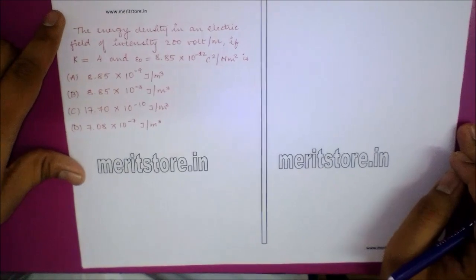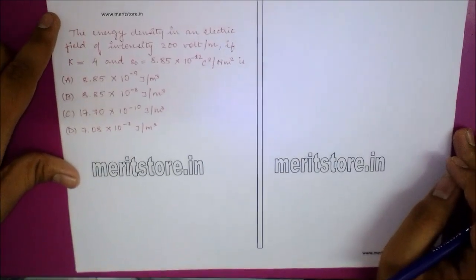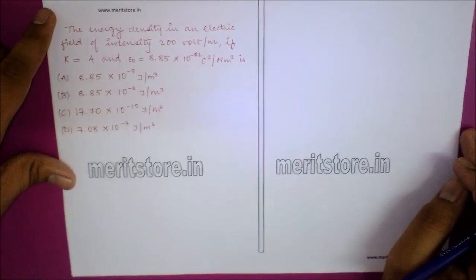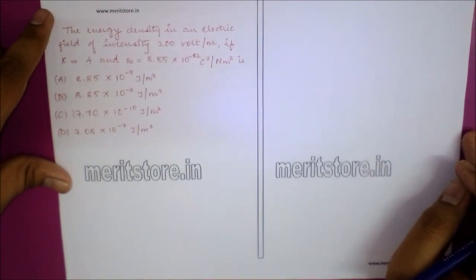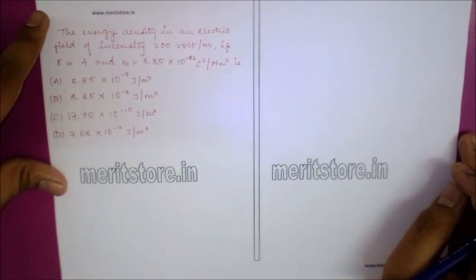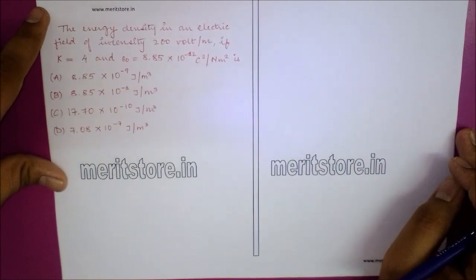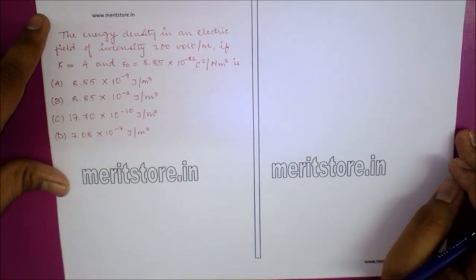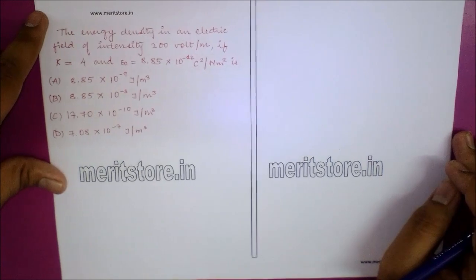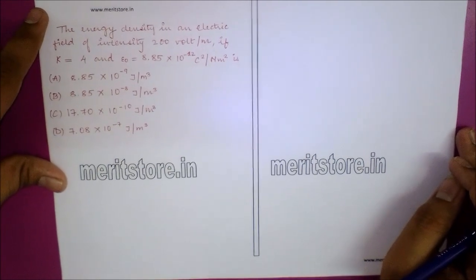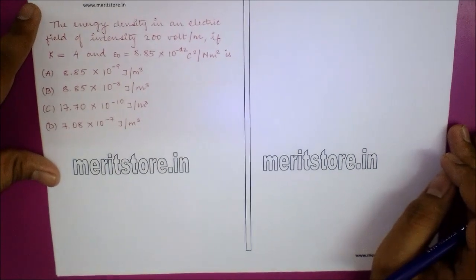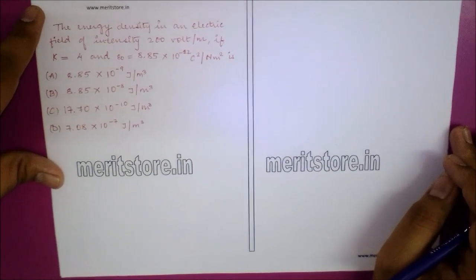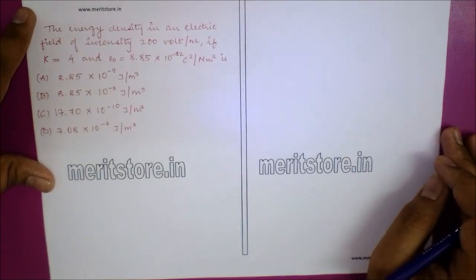The energy density in an electric field of intensity 200 volt per meter, if K is equal to 4 and epsilon 0 is equal to 8.85 into 10 raised to minus 12 coulomb square per Newton meter square, is: A 8.85 into 10 raised to minus 9 joule per meter cube, B 8.85 into 10 raised to minus 10 joule per meter cube, option C 17.70 into 10 raised to minus 10 joule per meter cube, and option D 7.08 into 10 raised to minus 7 joule per meter cube.